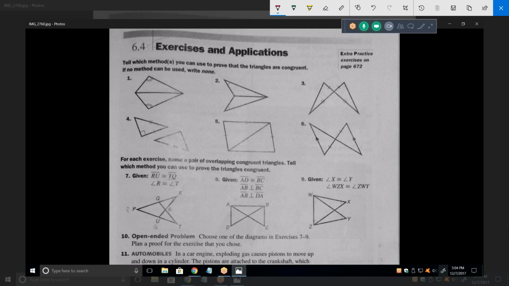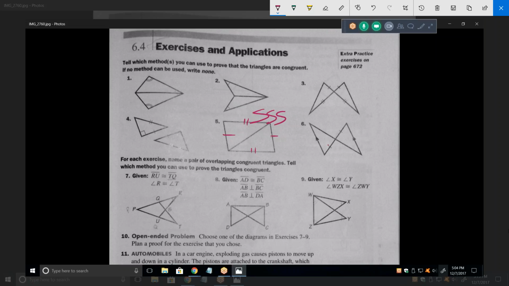Okay. Number 5. Let's see if I can see this one here. I'm going to guess that, that, that, and that. Is that congruent? Are those two triangles congruent? It looks like it if you did side, side, side. That's right. Side, side, side. Okay. How about number 6?